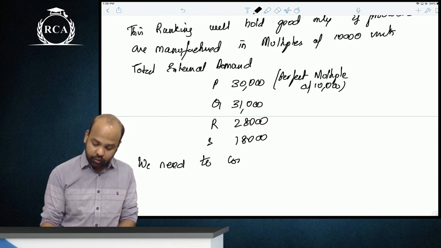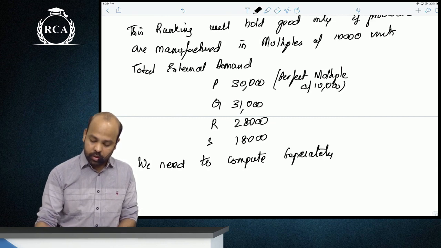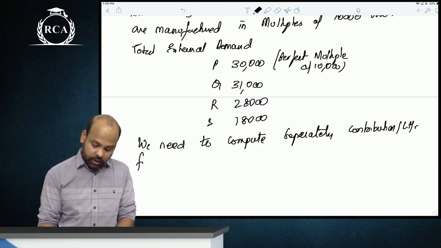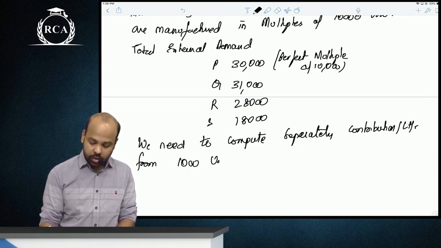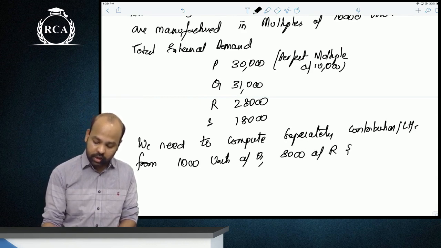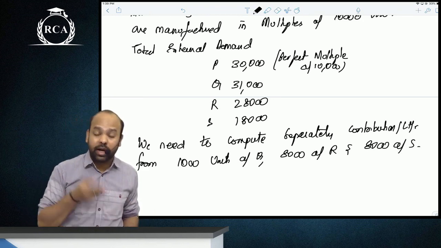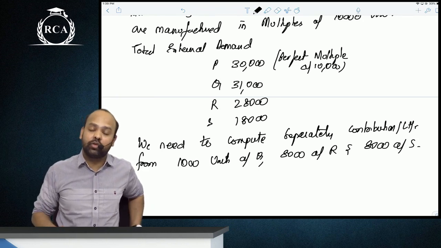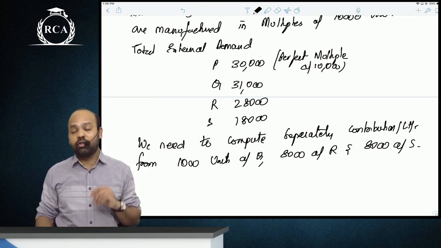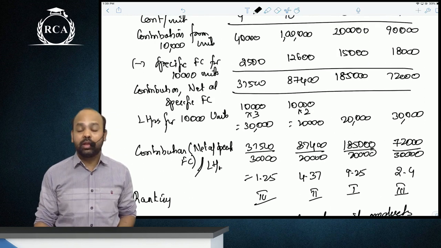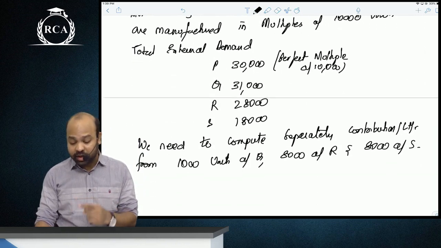This is the perfect way of doing this, beta. We need to compute contribution separately, because even if contribution per labor hour, guys, from 1,000 units of Q, 8,000 of R and 8,000 of S. Why, sir? Even if I manufacture 1,000 units of Q, guys, I will have to incur the entire specific fixed cost for 10,000 units. Even if I manufacture 8,000 units of R, beta, I will have to incur the entire specific fixed cost. The ranking might not remain same, guys. So I'll have to recompute these rankings, beta.